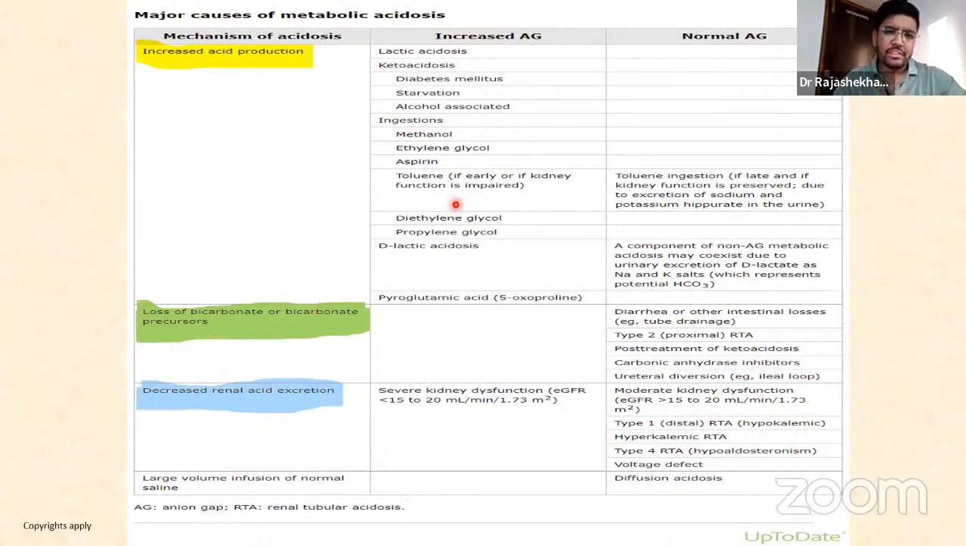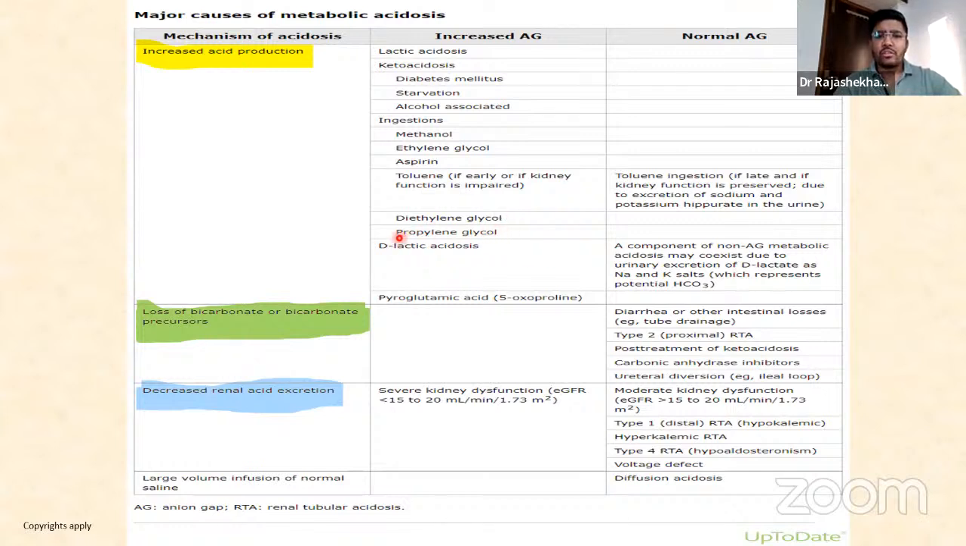If you just sniff toluene, it can cause immediate hallucination. So this is a very potent compound which can impair kidney function in the early stage, and it can later get converted into potassium hypochlorite in the urine. So this is a very important cause of increased anion gap acidosis also. And diethylene glycol is an alcohol compound which can cause metabolic acidosis.